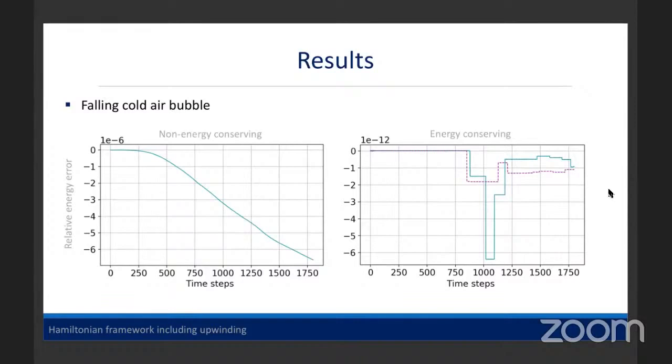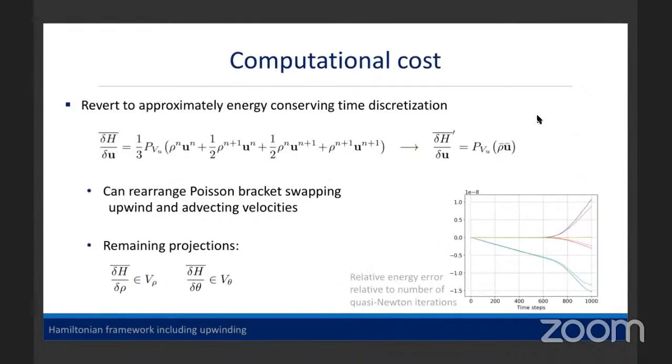But now the question is, is this actually a sensible thing to do? What happens, for example, with the computational cost? And there's two main things to note here. The first one is, in the end of the day, you get a nonlinear system of equations, and you need to solve that with a Newton iteration scheme. And the Newton iteration scheme itself is not energy conserving. So my energy error depends on the number of Newton iterations.